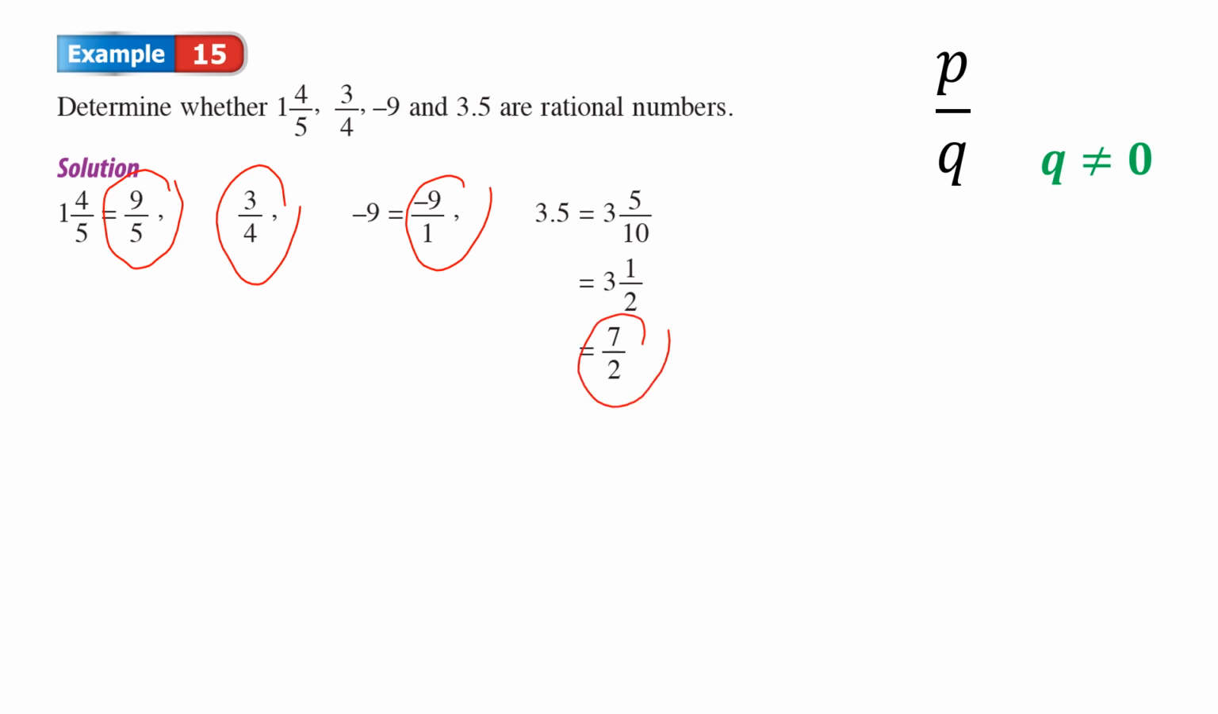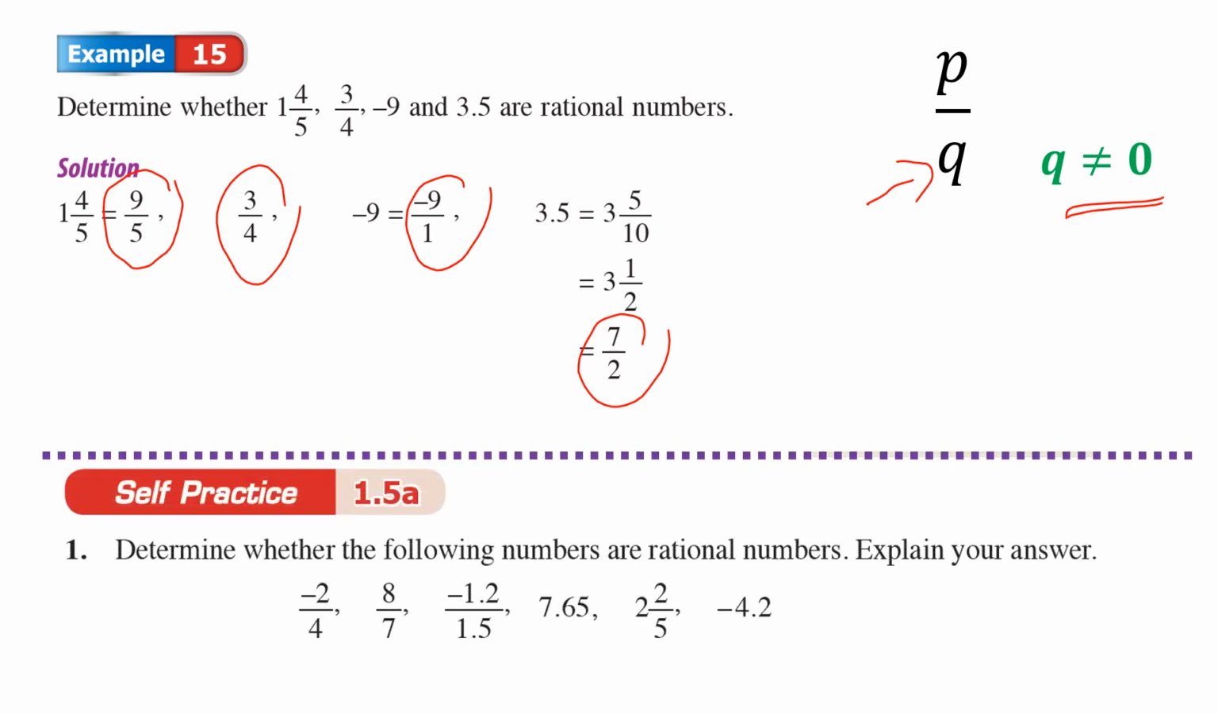And the denominator must not be equals to 0. When it is equals to 0, it couldn't be. Alright, you can check it with your calculator. If you put it divide by 0, it will come out as math error. Alright, so impossible for the denominator to be 0.